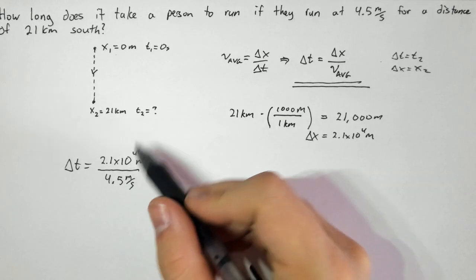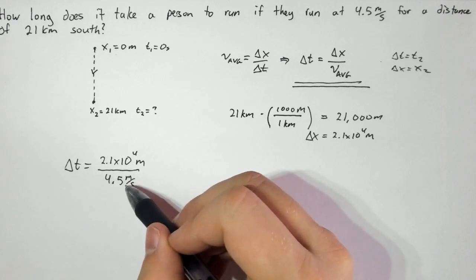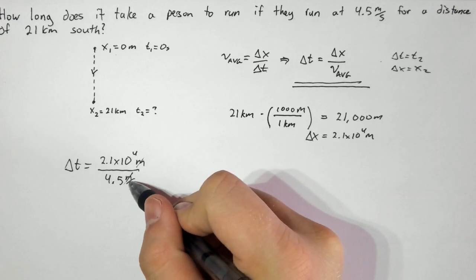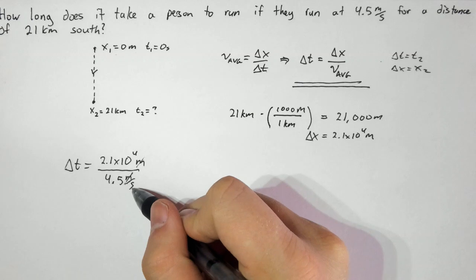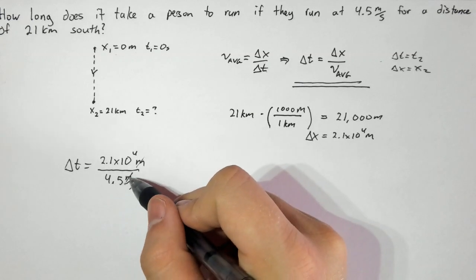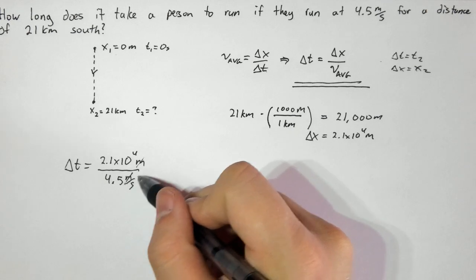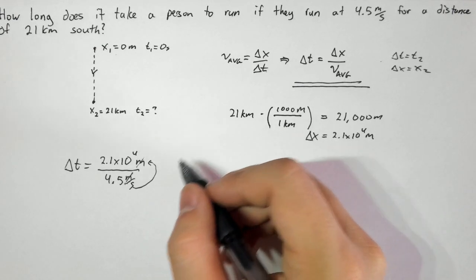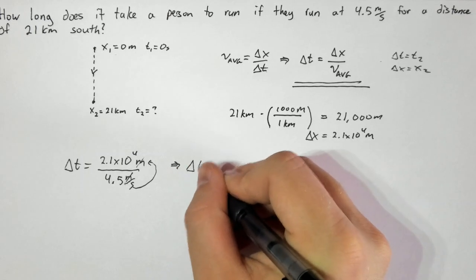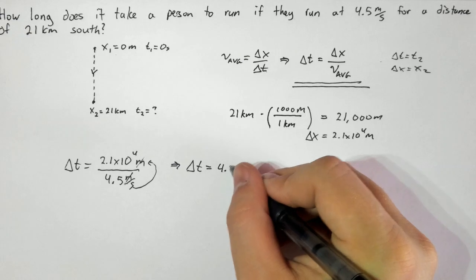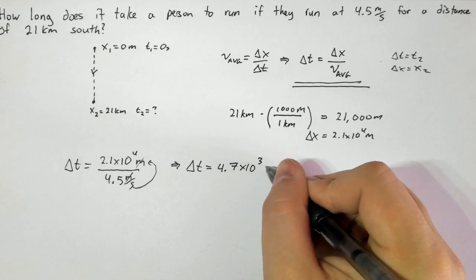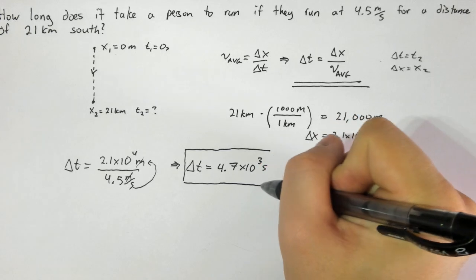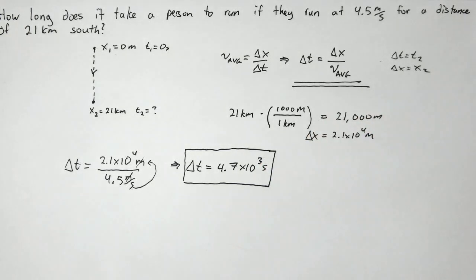So what happens here is with the units, because we got to make sure the units work out to a time unit, the meters are going to cancel out, and the seconds, since it's in the denominator of a denominator, so 4.5 is in the denominator, and we're dividing by that, comes up to the top to give us a unit of seconds. And so the units check out, and delta t is 4.7 times 10 to the 3 seconds. Of course, time is not a vector, so we don't have to specify a direction here.